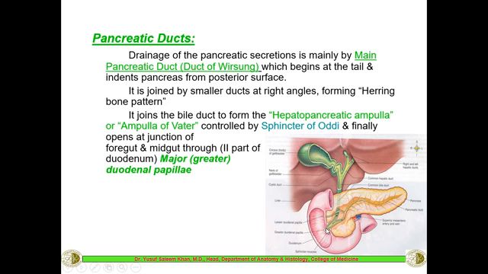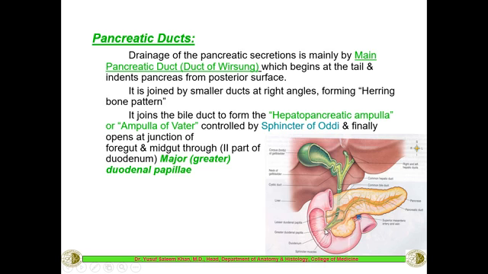Before it opens there is a sphincter here. This is called the sphincter of Oddi. So this opening of the major duodenal papilla, as I said, the major duodenal papilla, is also called the greater duodenal papilla.